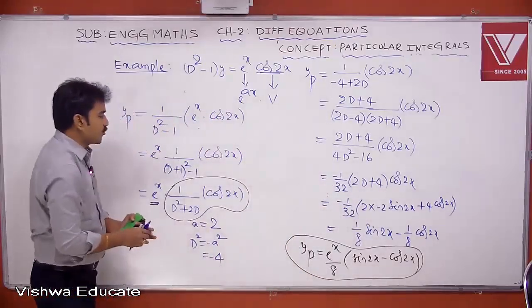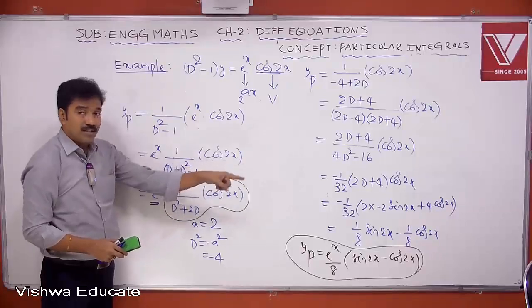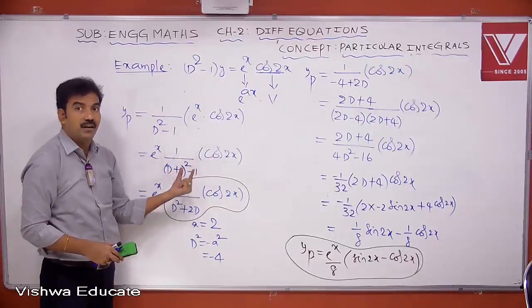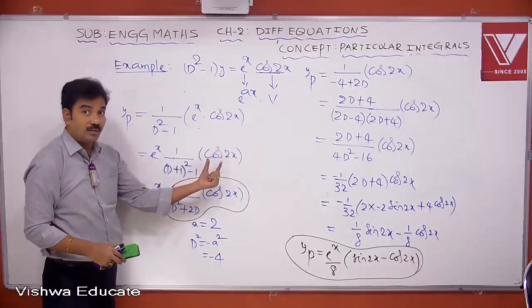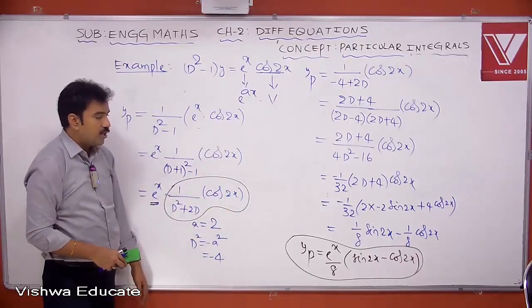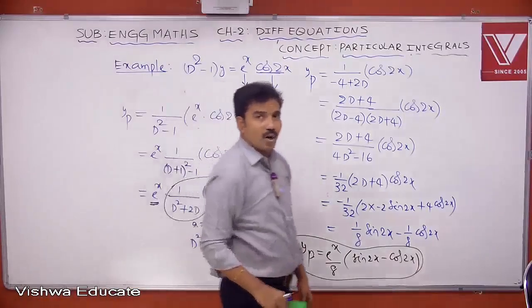Just we have applied case 1. In this case, we have applied case number 5 as well as case number 3, because when you have cos and sine functions, you need to apply either case 3 or case 4, but in this case, case 3 works. Therefore, finally, we are getting e power x by 8 into sin 2x minus cos 2x. Okay? Work out this example.